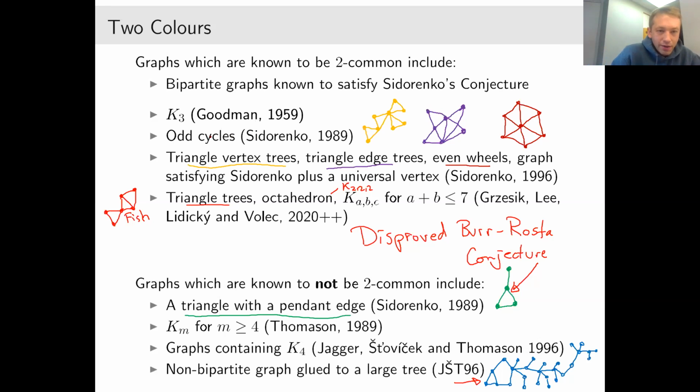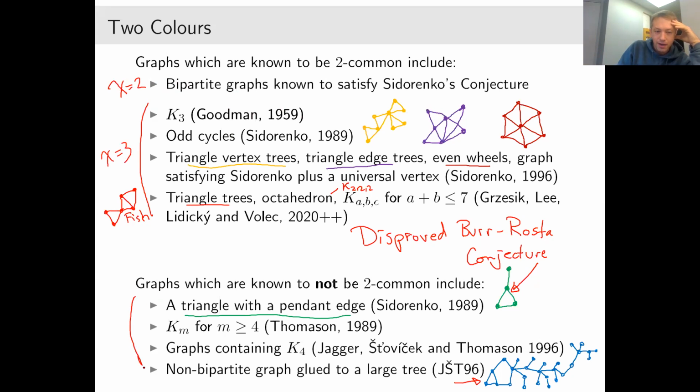Okay, one thing I want to point out here, on the positive side, an interesting question is just to come up with complicated examples of common graphs, or 2-common graphs. And one way of saying a graph is complicated is to say perhaps it has high chromatic number. So here we've got chromatic number 2, bipartite graphs, and here we've got chromatic number 3.